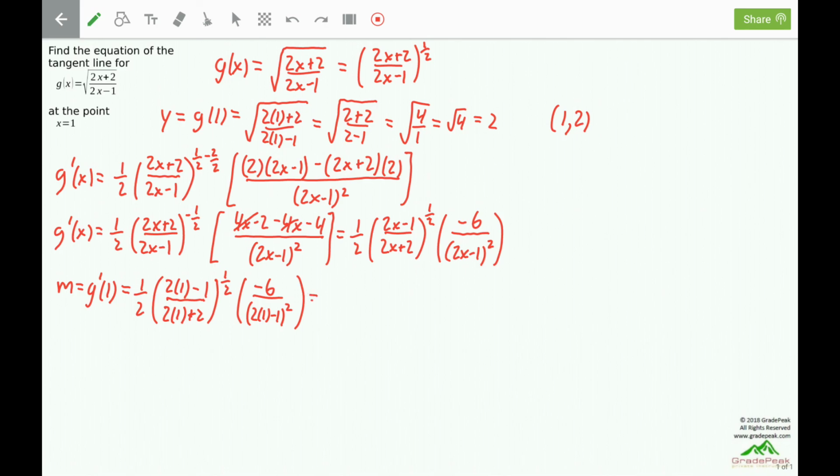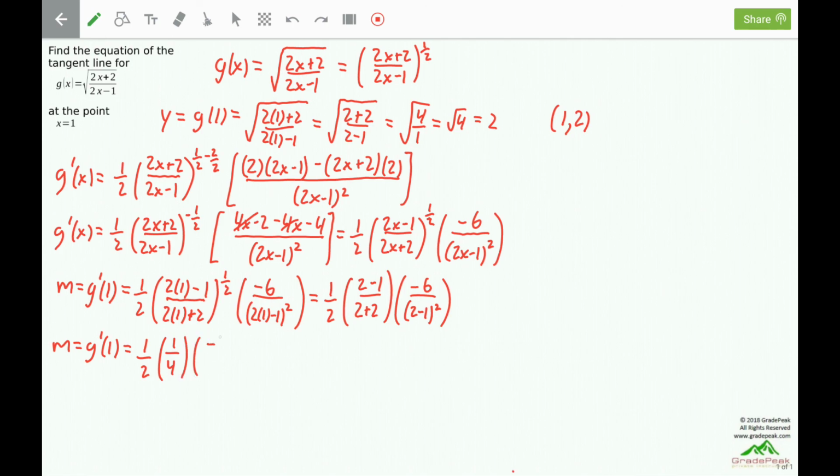So we have a 1/2 times, remember that 1/2 power means square root, but inside of there we have a 2 times 1, which is a 2, minus 1. 2 times 1 is a 2, plus 2. And then we have a negative 6 over (2 times 1 is 2, minus 1) squared. So our slope, which is g prime of 1, is going to be 1/2 times 2 minus 1 is 1 over 2 plus 2, which is a 4. And then we have a negative 6 over 2 minus 1, which is 1, squared.